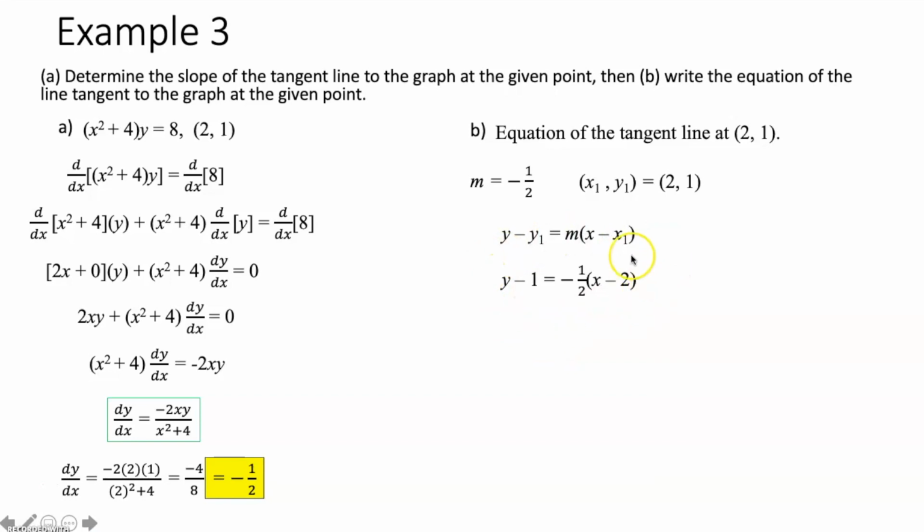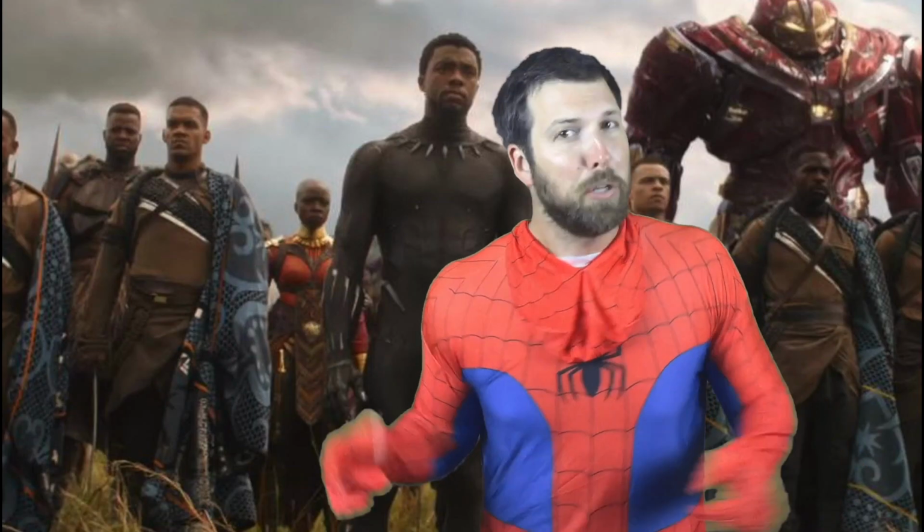Now I could leave my answer like this because point slope form is acceptable, or you can get your equation of your tangent line explicitly solved for y and distribute this negative 1/2 to the x and to the negative 2, and then add 1 to both sides of the equation, and you get y is equal to negative 1/2 x plus 2. My spidey sense is tingling. Must be time for a U-try.